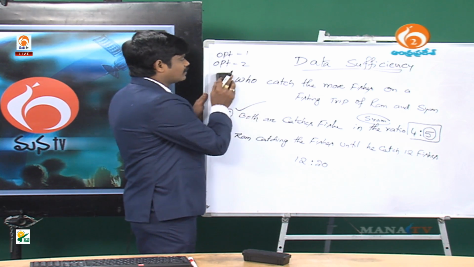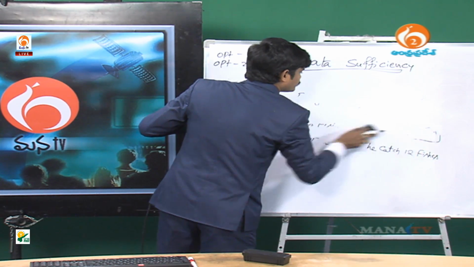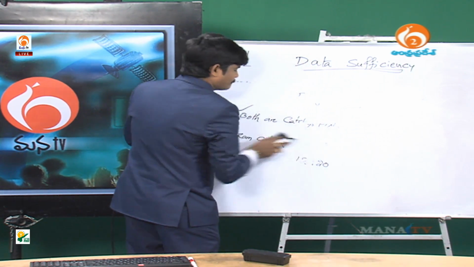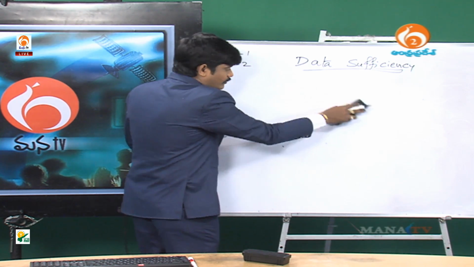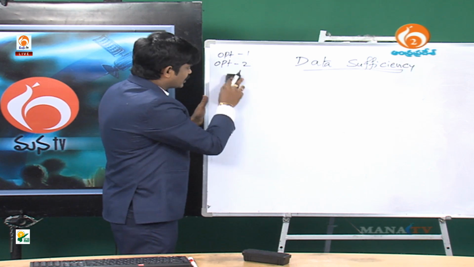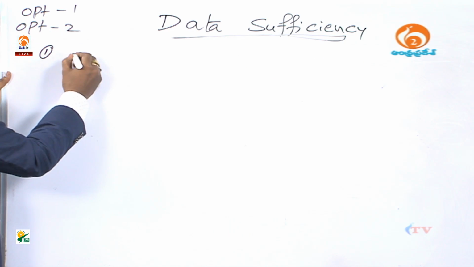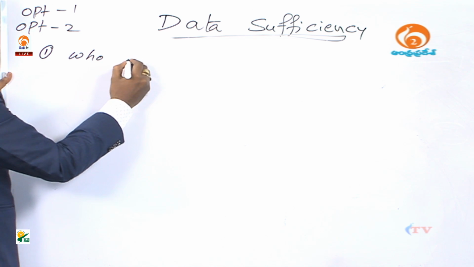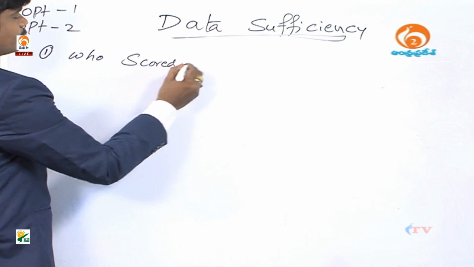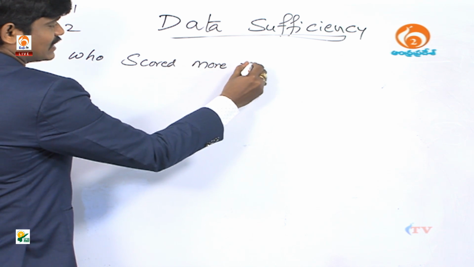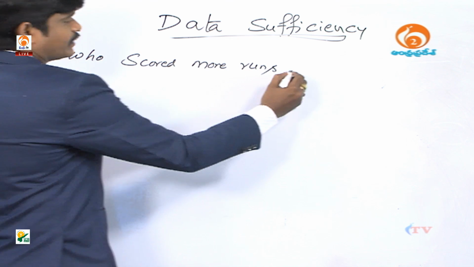Next, see another example. This is the most important topic for your Infosys, data interpretation like this. And next: who scored more runs? Who scored more runs in a match, in a cricket match?